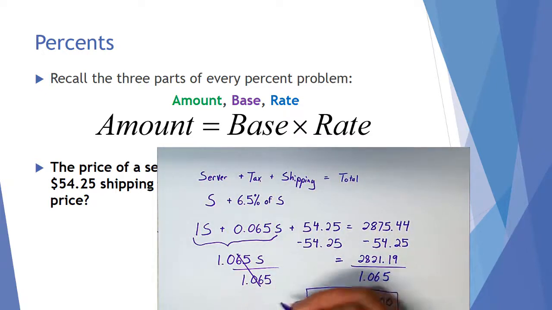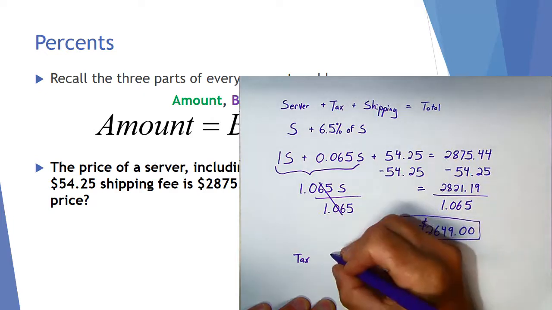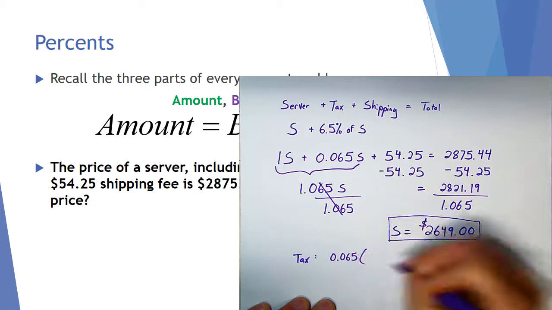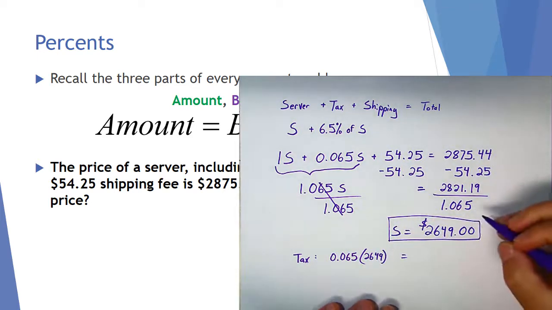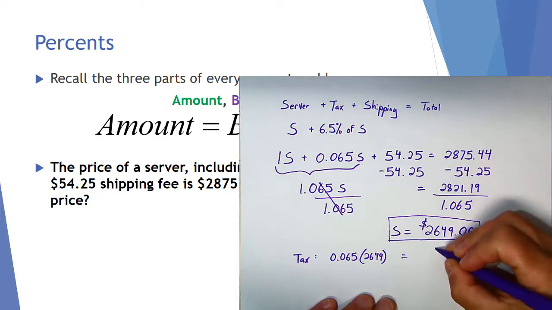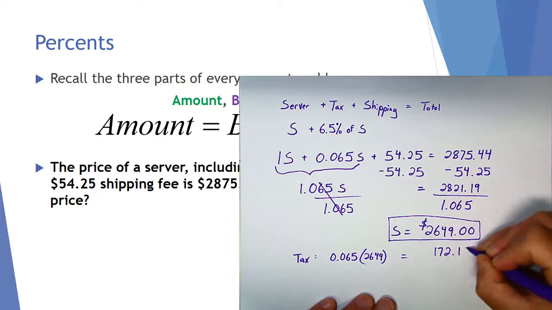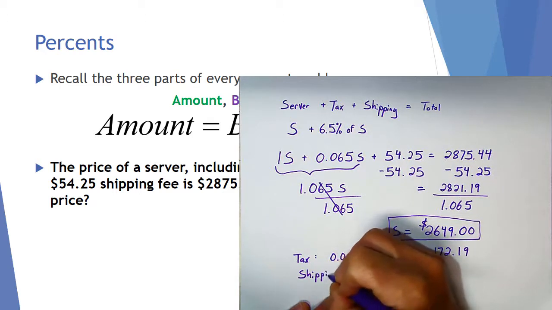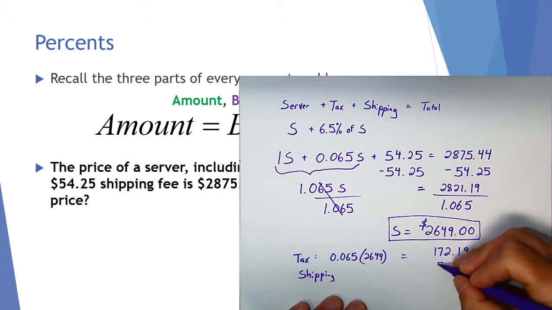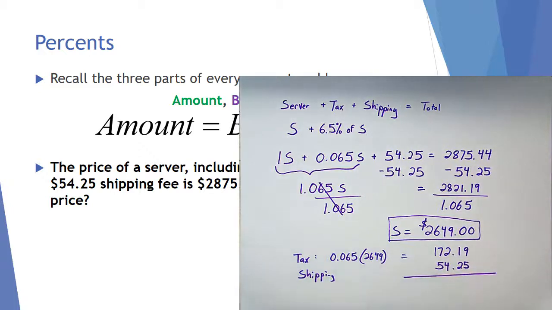How much was tax? Tax is 6.5% of that, so tax would be equal to 0.065 times 26.49. And that turns out to be 172.19. And of course our shipping was told to us. Our shipping was 54.25. So now we should be able to add up those 3 and get our total price.